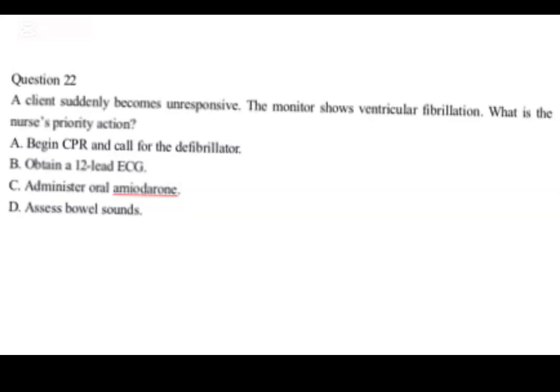Question 22. A client suddenly becomes unresponsive. The monitor shows ventricular fibrillation. What is the nurse's priority action?